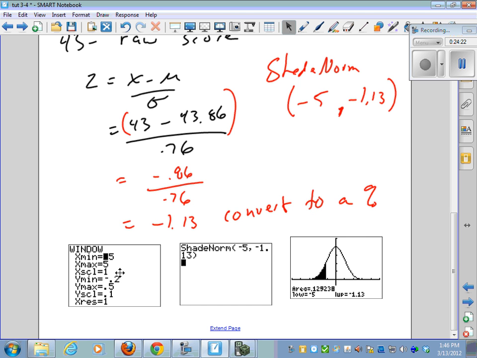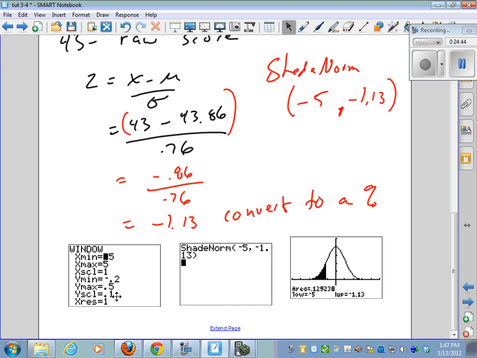Is the window settings always going to be the same? Yes. Why? Because it's a standard window. It's always from -5 to +5. And that curve never goes above 0.5. It's going to be the same. The window is always the same. That's the beauty of the standard normal curve. Okay? So set up your window.